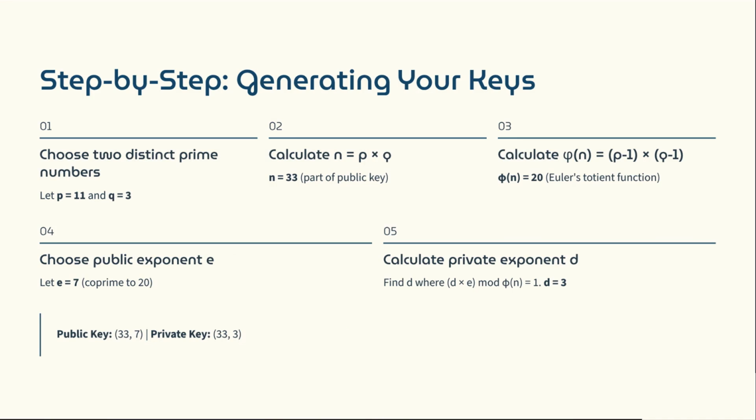So we have to find a number where d times e modulo phi of n is equivalent to 1, or d times e is equivalent to 1 modulo phi of n. Doesn't matter how you put it, you can just enter your variables and use a calculator to calculate it. In our case, d is 3, so we have our public key (33, 7) and our private key (33, 3).